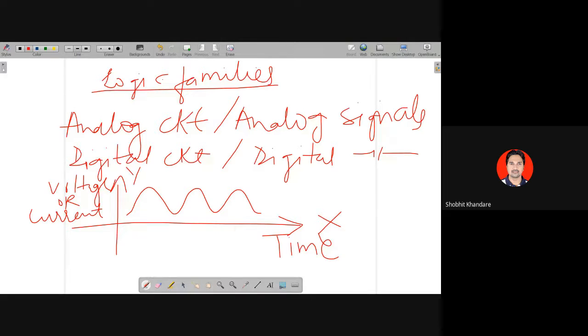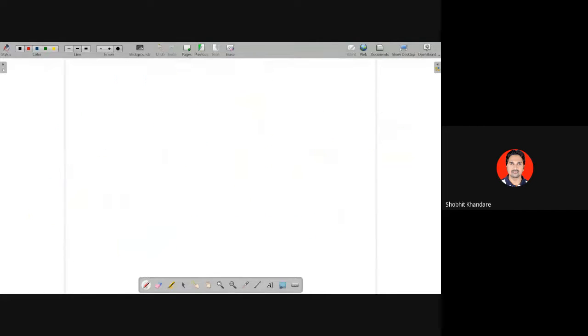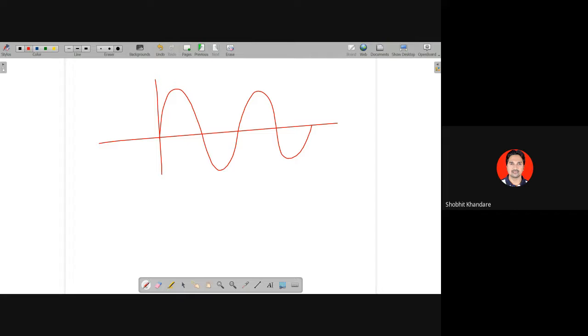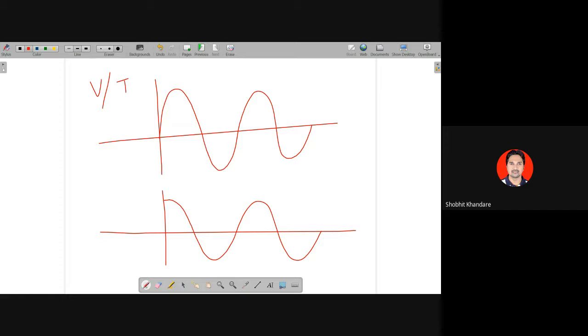Most of the time, for simplicity and better understanding, we draw the analog signal as a sinusoidal signal. This is a sinusoidal signal. If you are interested in a cosine signal, this is your cosine signal. The only difference between sine and cosine is a phase shift of 90 degrees. This is either voltage or current with respect to time. Now, why do we say this is an analog signal?